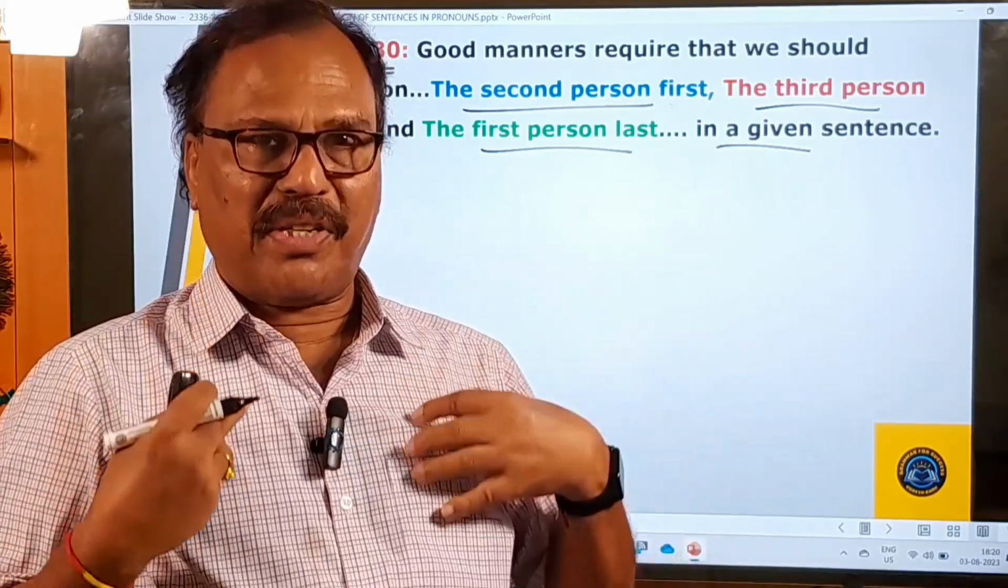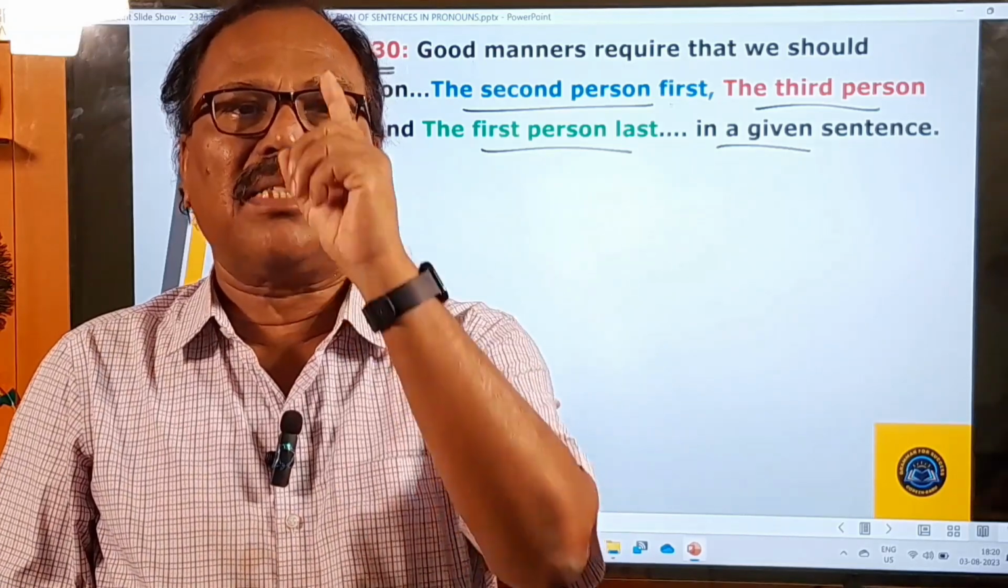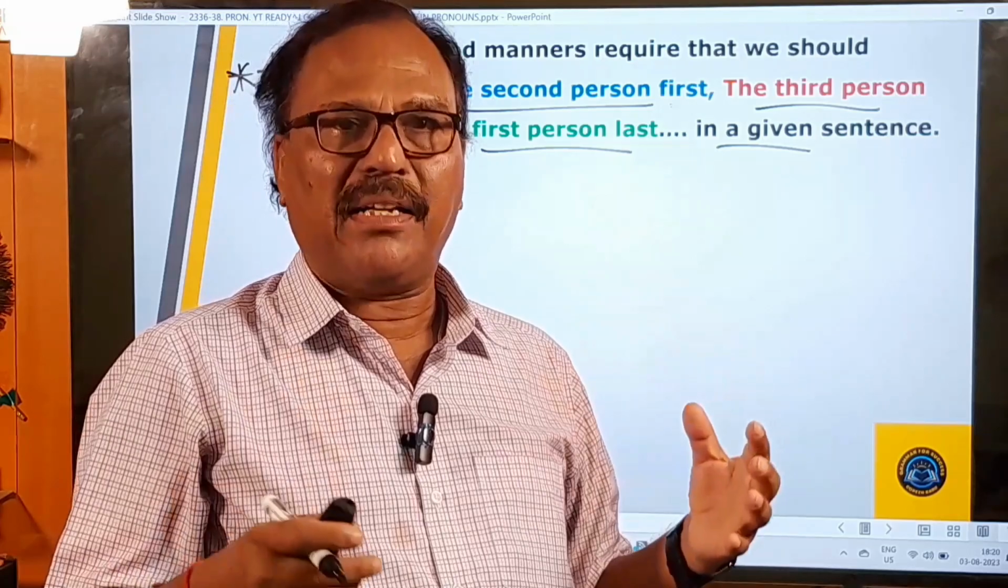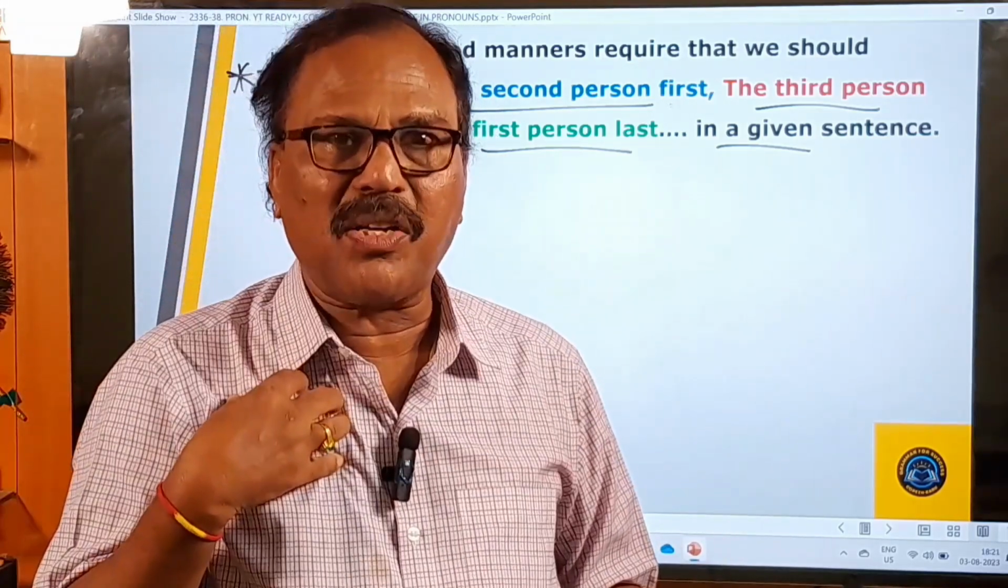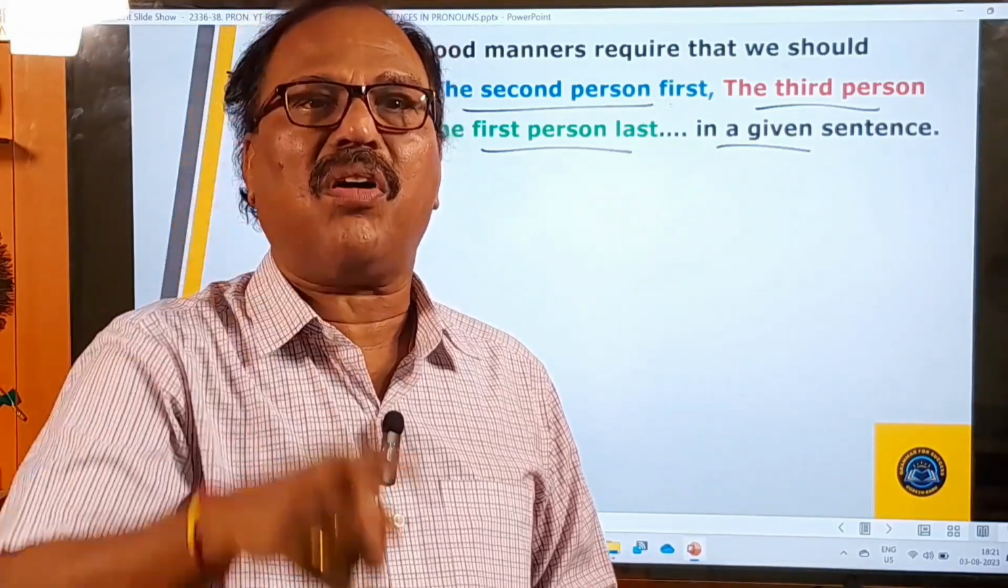That means about yourself. First you should refer to and address the second person, then the third person, then yourself, because that is good manners. Very well. First person means one who speaks is called the first person. One who is spoken to is called the second person.